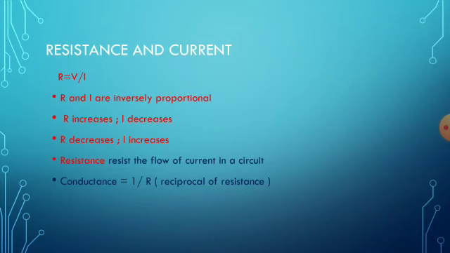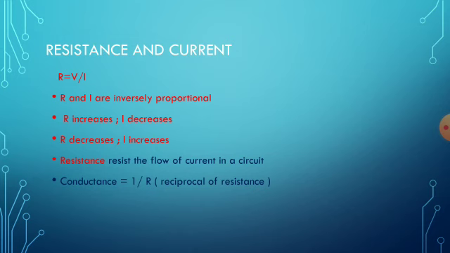Next, what is the relationship between resistance and current? From Ohm's law, we can get the formula as R equal to V by I. That is, V is the potential difference, I is the current. How are R, resistance, and current proportional? They are inversely proportional. That means if resistance increases, current decreases. Resistance decreases, current increases. So the work of a resistance in a circuit is that it will resist the flow of current in a circuit.